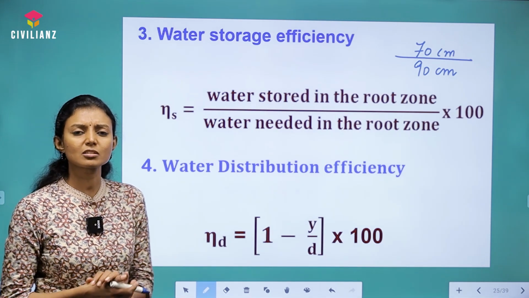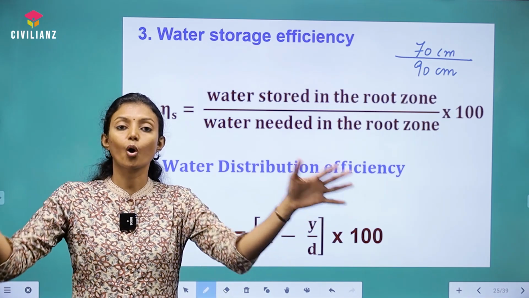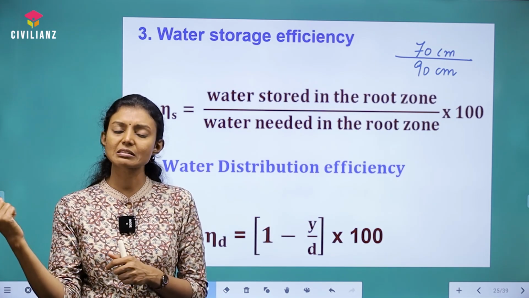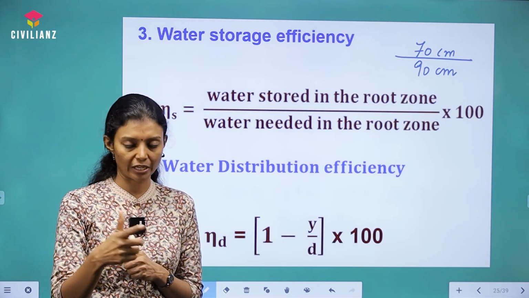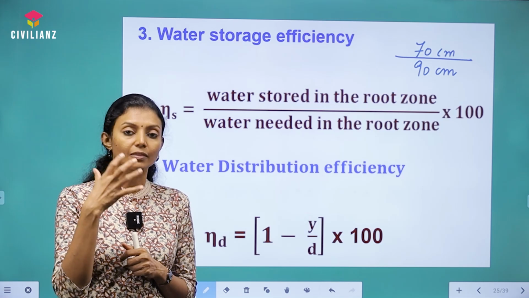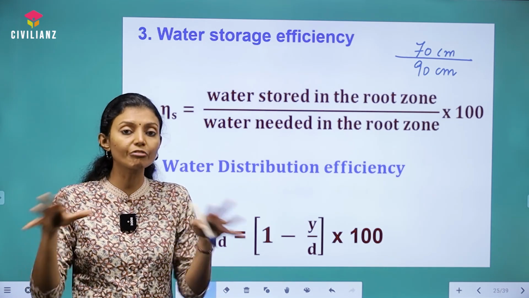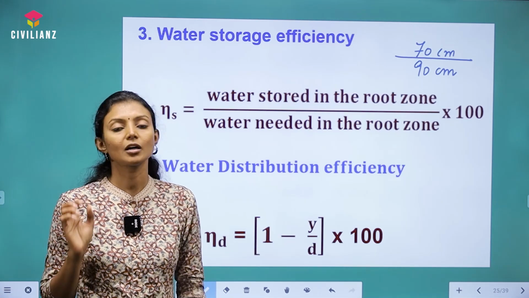Now coming to water distribution efficiency. Distribution efficiency means the efficiency in distributing water to all the points in the field. Maybe you will be supplying water through a single channel running through the field. So you must ensure that this channel is able to distribute water uniformly to all the areas, to all the points in that particular field.